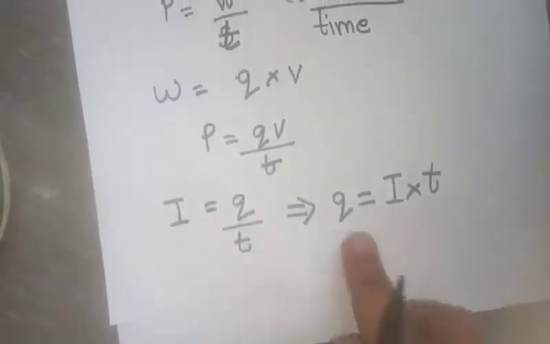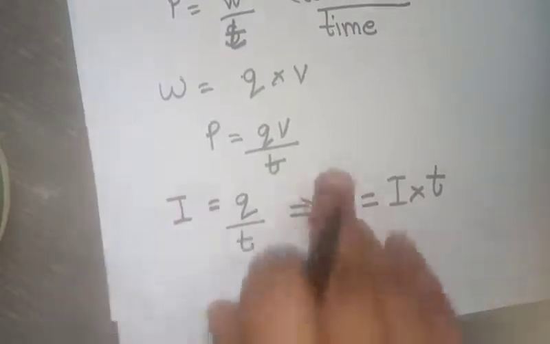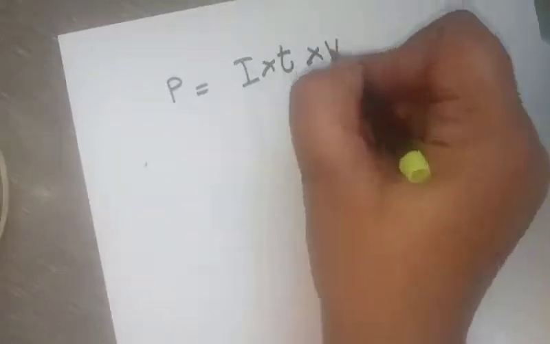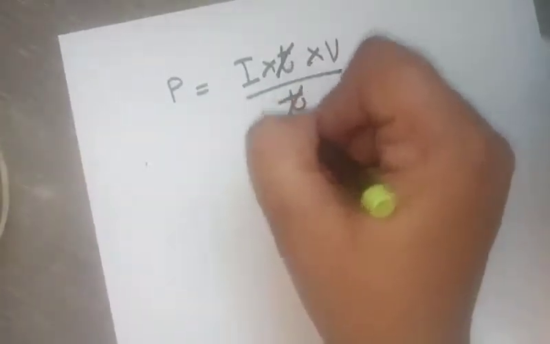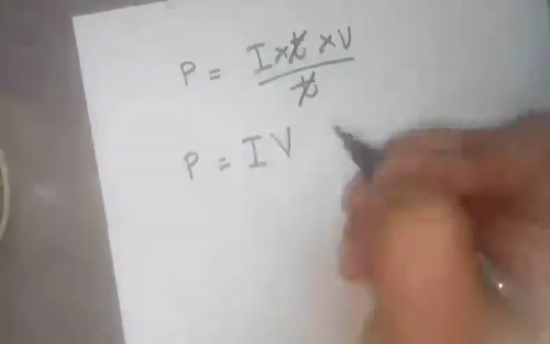Now substituting the value of Q in the above equation, we get P is equal to I into t into V upon t. Cancelling the small t from numerator and denominator, the power P is equal to I into V.